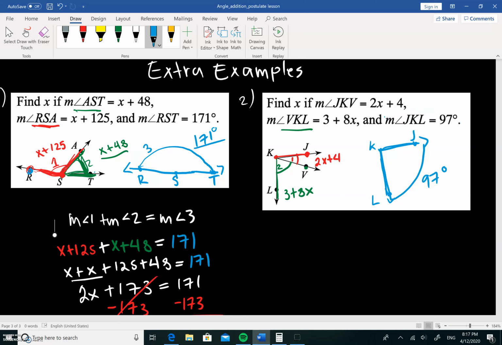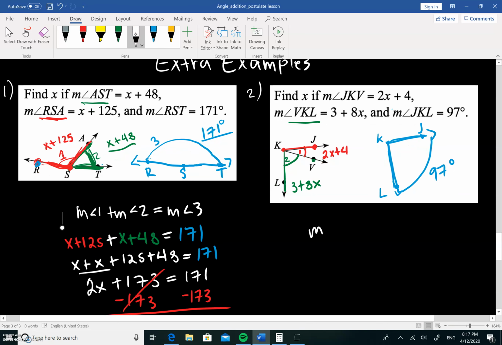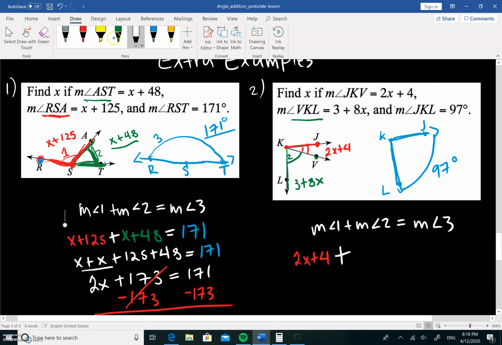All right, so let's go with our setup. Our equation is going to be measurement of angle 1 plus measurement of angle 2 is measurement of angle 3. And then angle 1 is going to be 2x plus 4. And then we have the plus measurement of angle 2, which is 3 plus 8x. And then our larger angle, or the one that covers both of them, has a measure of 97 degrees.